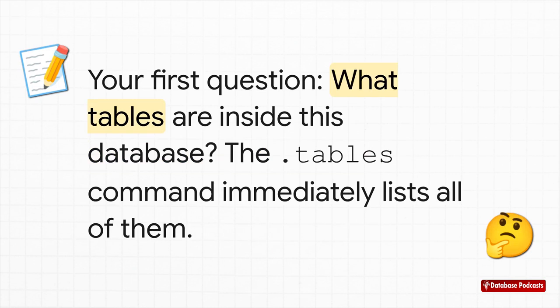So the first question on anyone's mind is always, what am I even working with here? What tables are in this thing? And for that, your go-to tool is the .tables command. And bam, just like that, it lists them all out for you. In our case, you can see we've got one main table to play with, GWASCAT. This one happens to hold a bunch of data from genome-wide association studies.